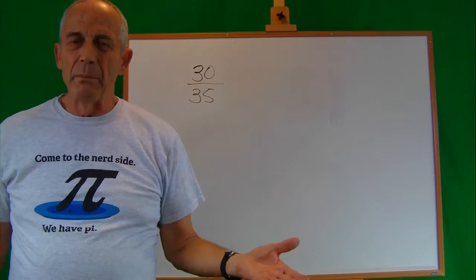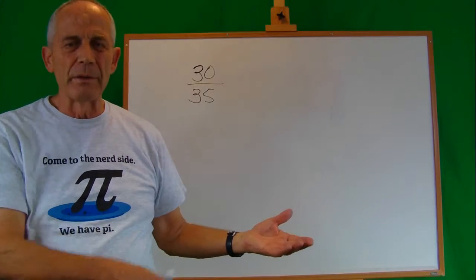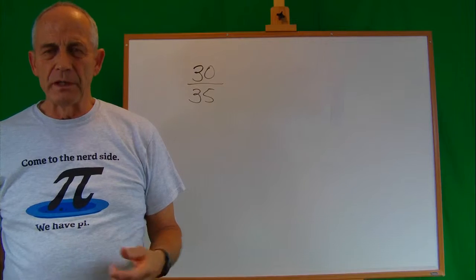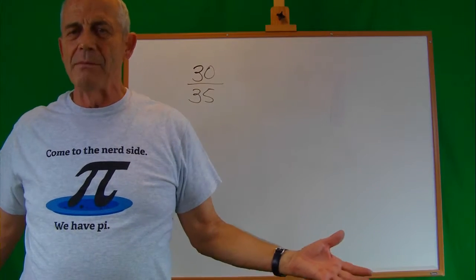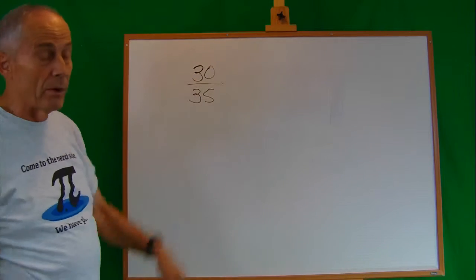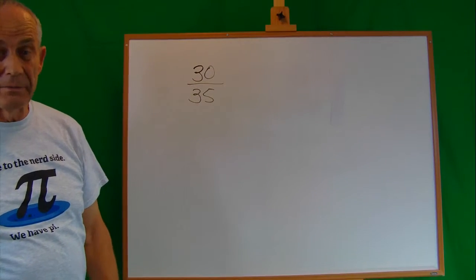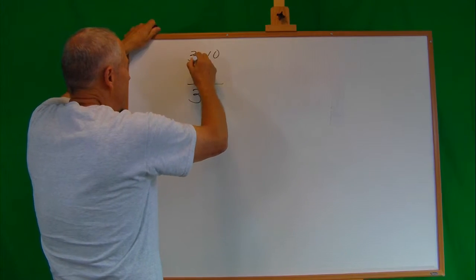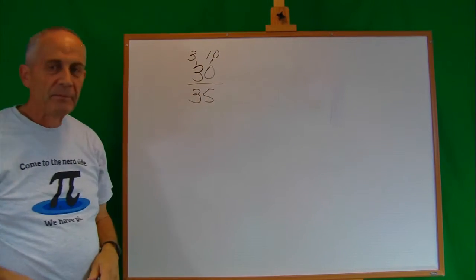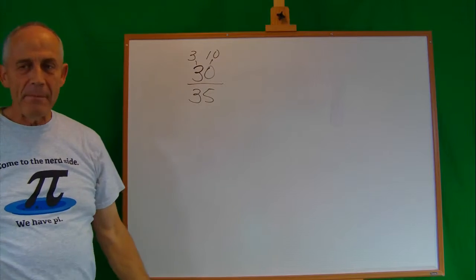Well, we don't give up. We don't curl up in the corner in the fetal position, sucking on our thumb, moaning and complaining about how tough life is. We try something. I do know that that has a factor of 10 in it. So this is going to be 3 times 10. Now, that may be enough.